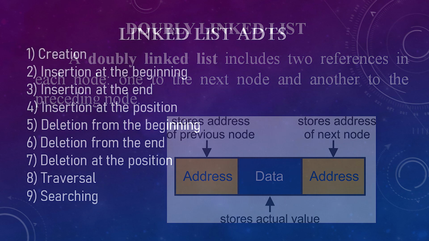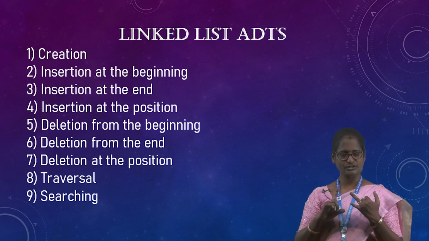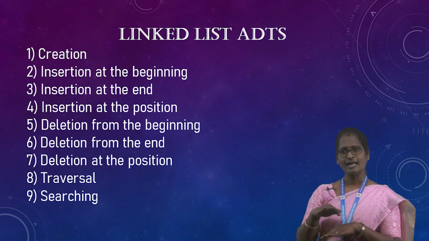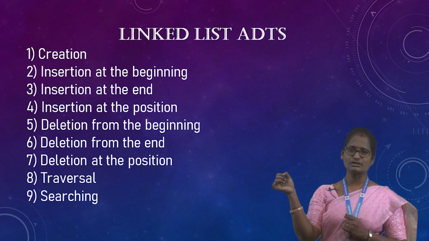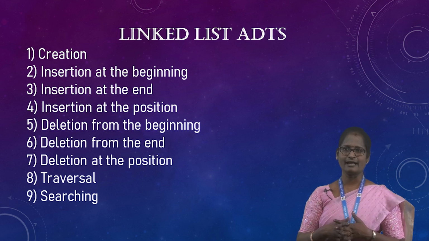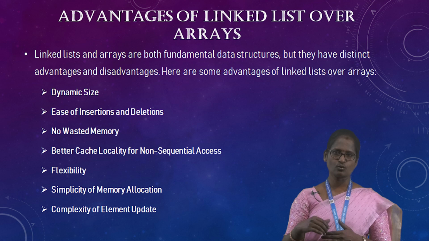The linked list ADT has the following operations: creation, insertion at the beginning, insertion at the end, insertion at a position, deletion from the beginning, deletion from the end, deletion at a position, traversal, and searching. These are the features in traversing a linked list. Advantages of linked list over arrays.